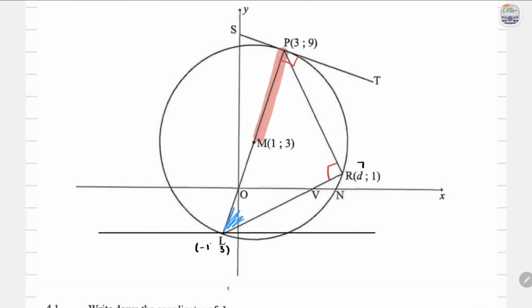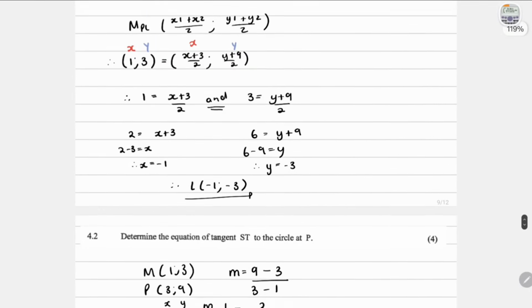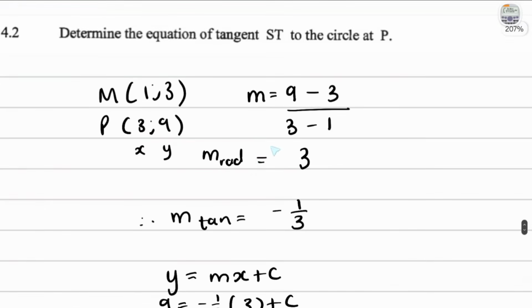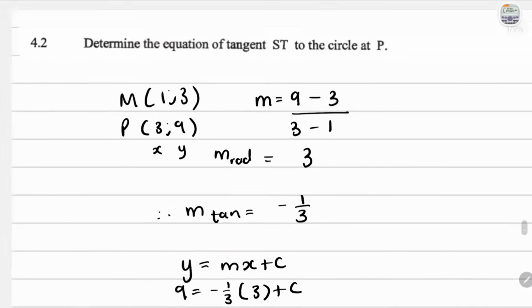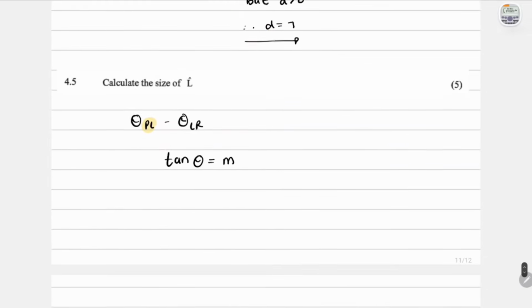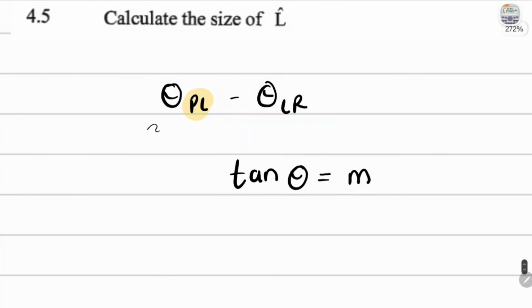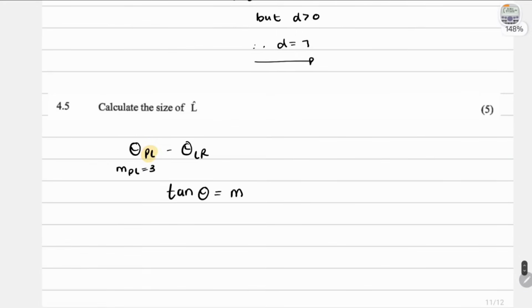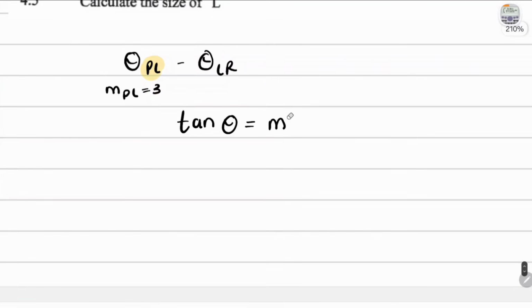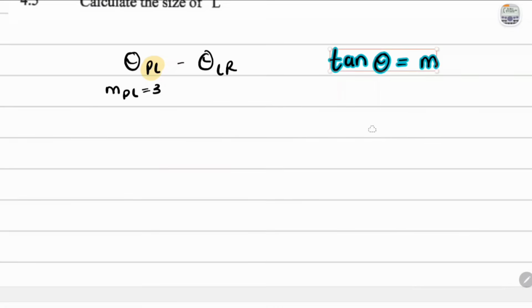So what is the gradient of PM? We knew that. That was the gradient of the radius that we found here. The gradient of PM was 3. So we know that one already. I'm just going to say we know that that gradient is 3. So gradient of PL equals 3, since it's the same thing as the gradient of PM. The only thing we can show them there is really just this: gradient of PL is equal to 3, which is the gradient of PM.